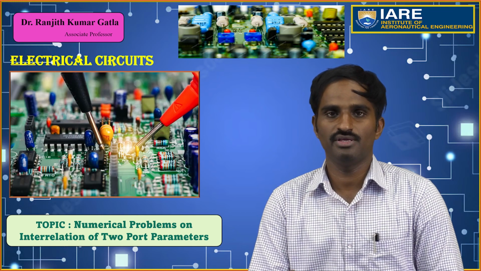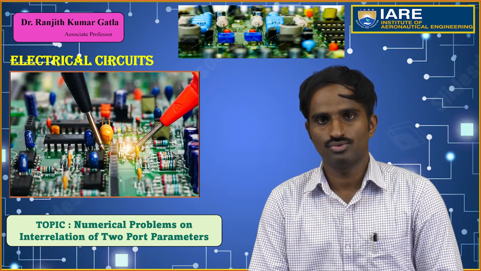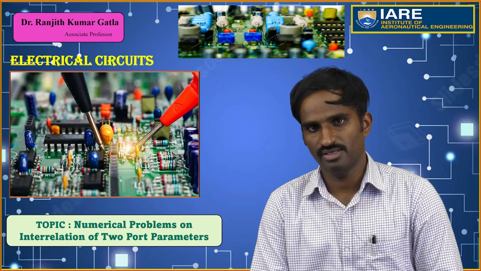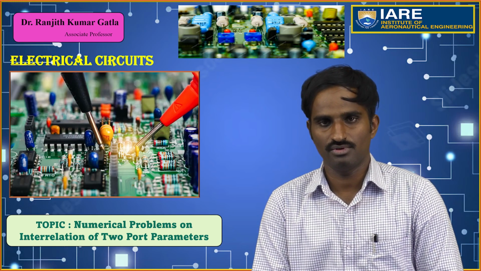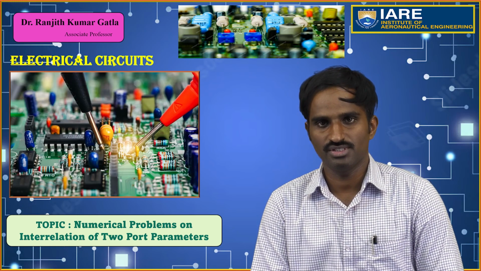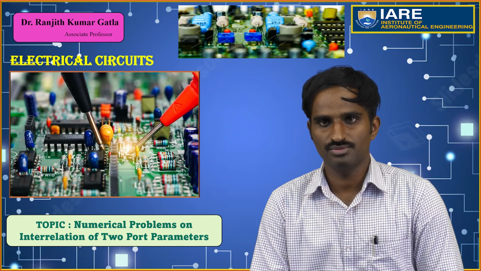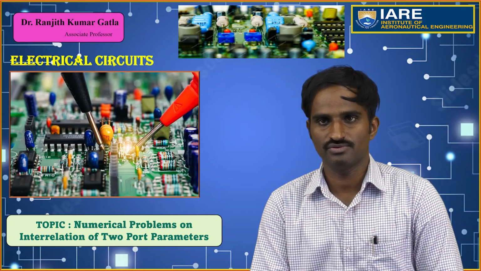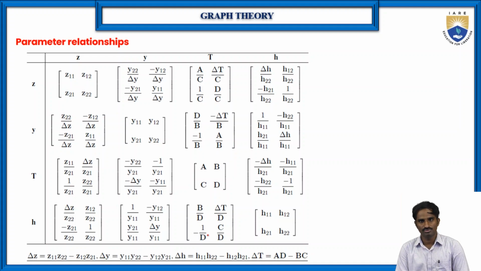Which means, suppose if they give the Z parameters, then how can we find the Y parameters from that? And similarly, if they give the H parameters, how can we find the ABCD parameters? Because this topic we have already discussed, how to find the interrelation between the various two-port network parameters. So in this class, we are going to solve some numerical problems based on the interrelation of the two-port network parameters. Before taking the problems, let us do a quick revision.